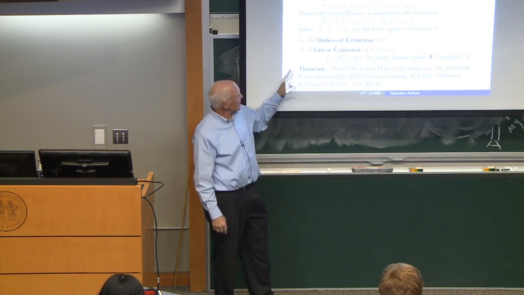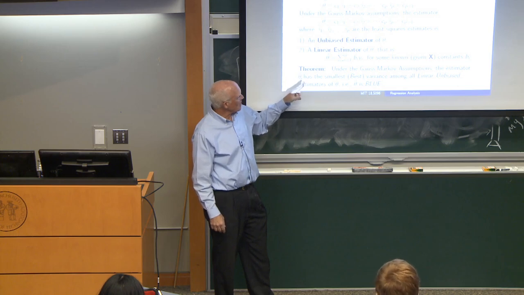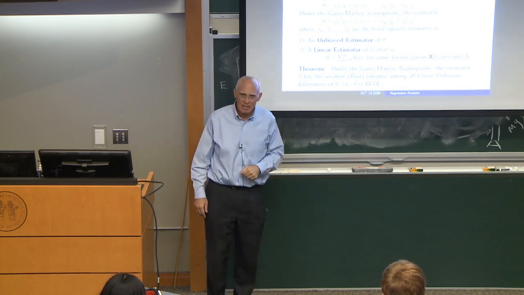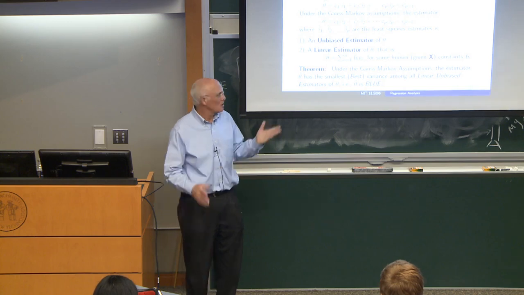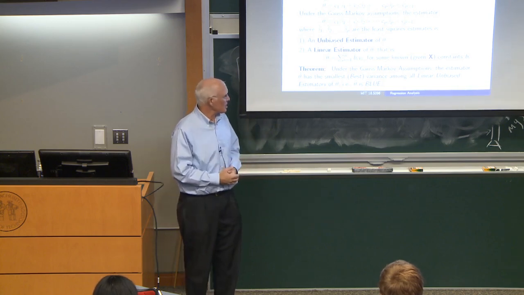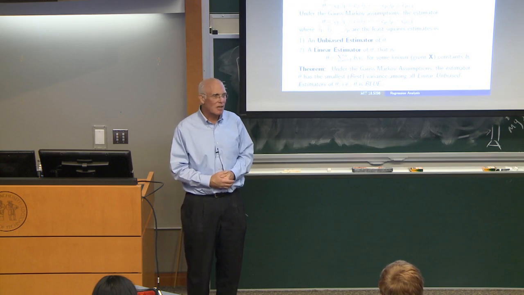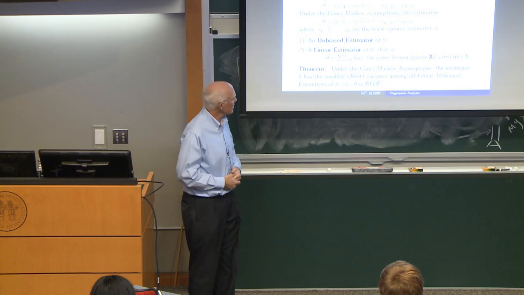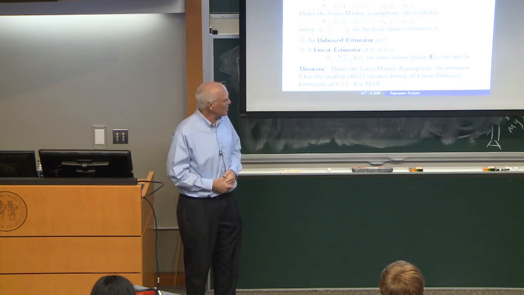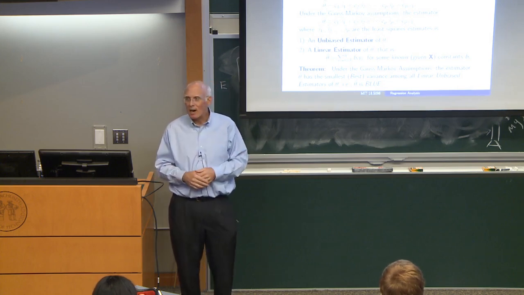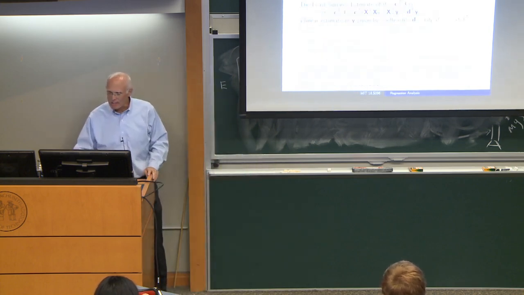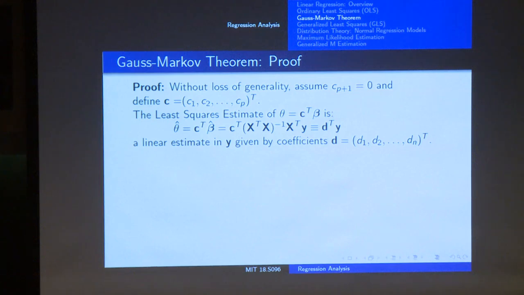Now, the Gauss-Markov theorem says that if the Gauss-Markov assumptions apply, then the estimator theta hat has the smallest variance amongst all linear unbiased estimators of theta. So it actually is the optimal one, given these criteria. And this is really a very powerful result. To prove it is very easy. Let's see.